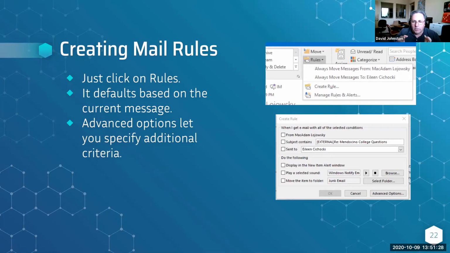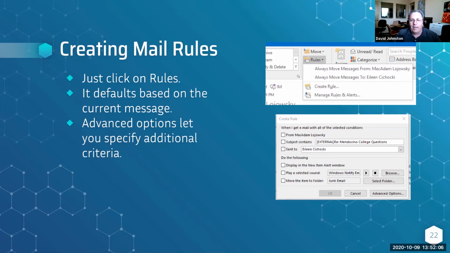But in this case, I want to be more specific. So if I go to create rule, it brings up the little box at the bottom there. Then I can use the checkbox and say, okay, all emails from Mac, or all emails that contain this subject. Or I can click on advanced options and there's a lot more detail. Things like all messages where I'm in the CC field, or anyway, there's a ton of options under advanced options. And then once I've decided what my criteria is for making this rule happen, then I decide what happens.